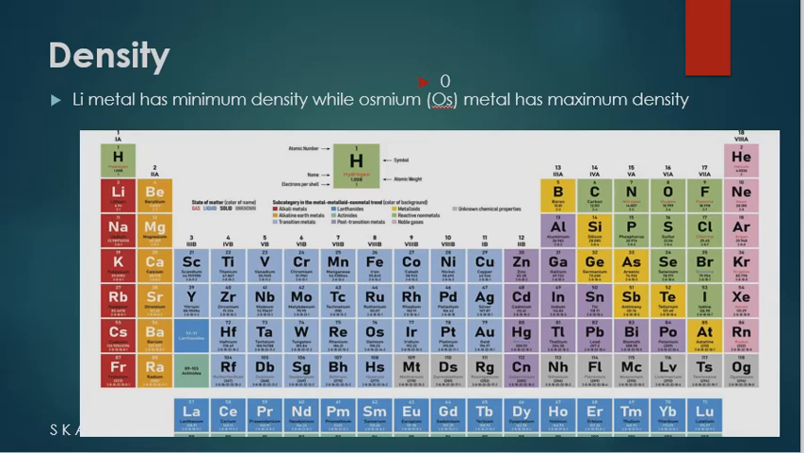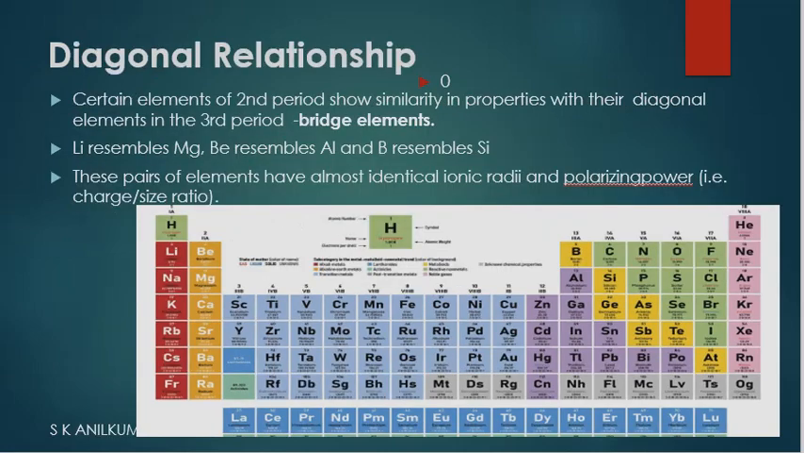So where is lithium? Here we have lithium. And osmium, where do we have? We have osmium here. So this is how the density changes in the period. When you go from left to right, it increases, and when you go from top to bottom also, it increases. Diagonal relationship. What is a diagonal relationship? Diagonal relationship is a relationship between lithium and magnesium, sodium and calcium, potassium and strontium. This is a diagonal relationship.